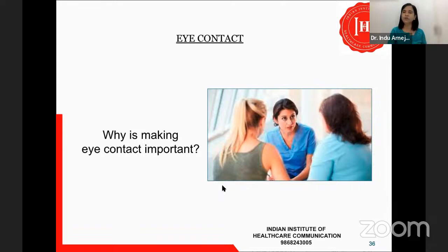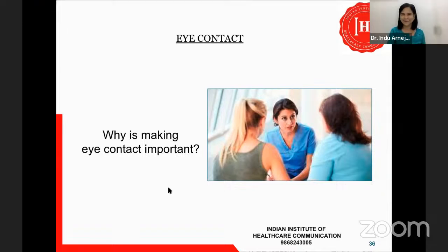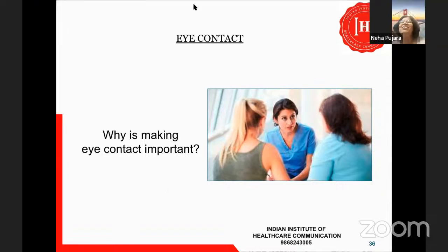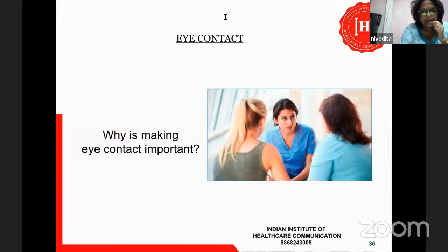Making eye contact, we all know, is very important. But what is the protocol? For how long should we look at a person? As long as he's talking. Yeah, you are communicating with him, so we'll talk with him. Any other guess? Madam also says that as long as you communicate with them, you should be in eye contact.